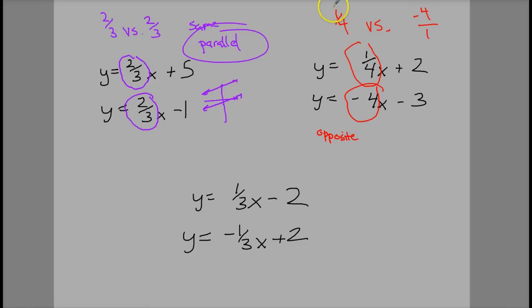you can see that when you flip over this fraction, you get this one. So 4 over 1 flipped over is 1 over 4. So opposite reciprocal. So I can say that these are perpendicular.